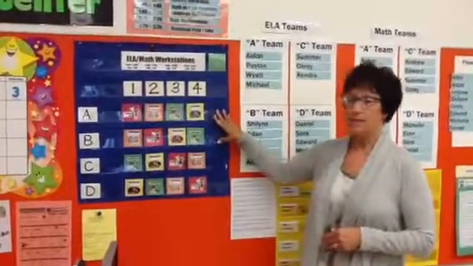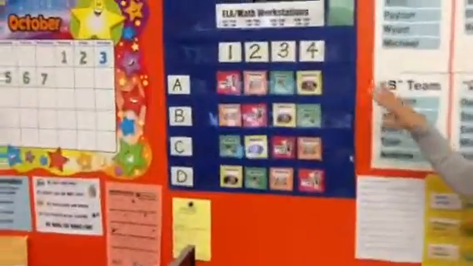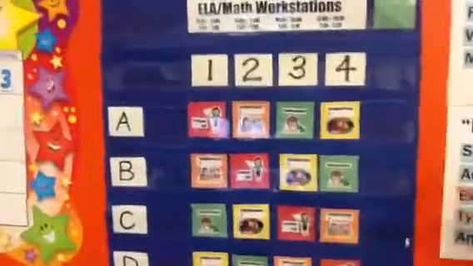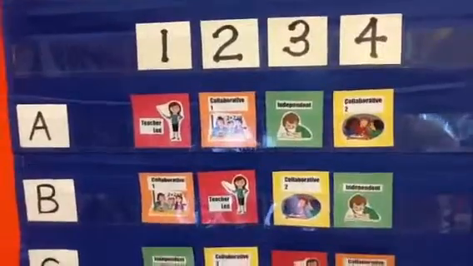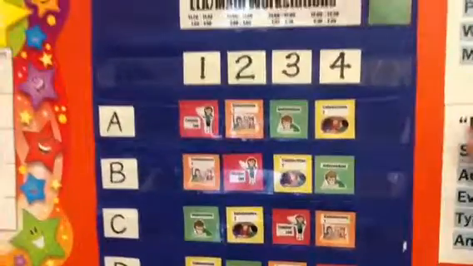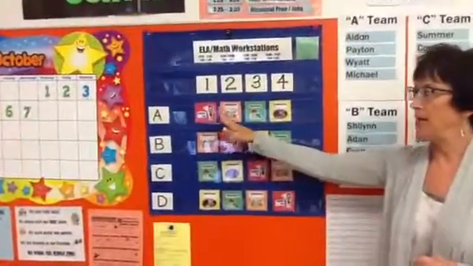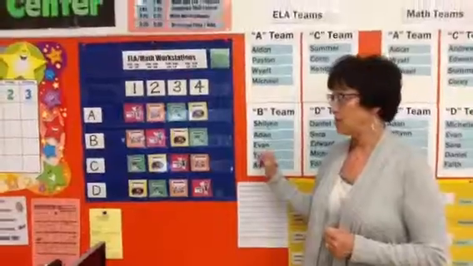This pocket chart is set up to indicate to each group of students what workstation, I'll call it a workstation, that they would go to at any given block of time during our workstation block. It shows where they begin, where they would go next, all the way through all 4 rotations.